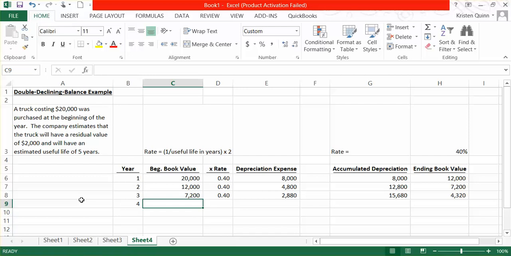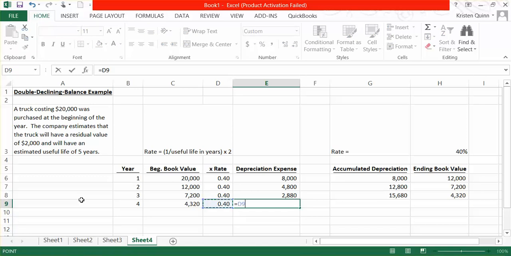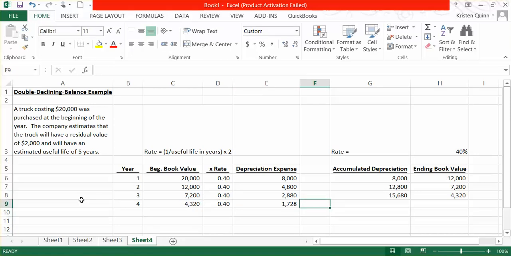For the start of year 4, our beginning book value is our ending book value from year 3, which is $4,320. Again, we bring down that 40% double declining balance rate, and we calculate our depreciation expense by multiplying the two together. So, in year 4, we would record depreciation expense of $1,728.